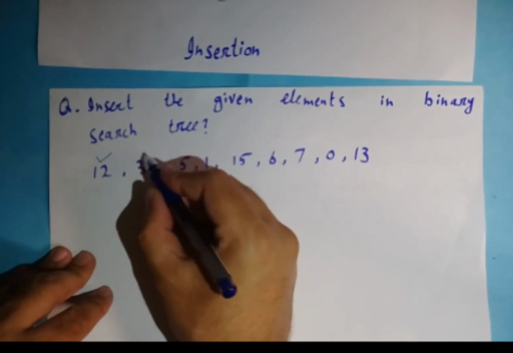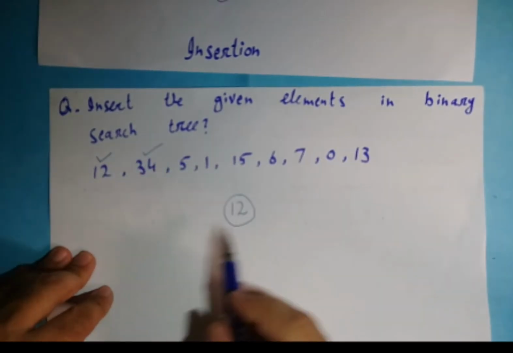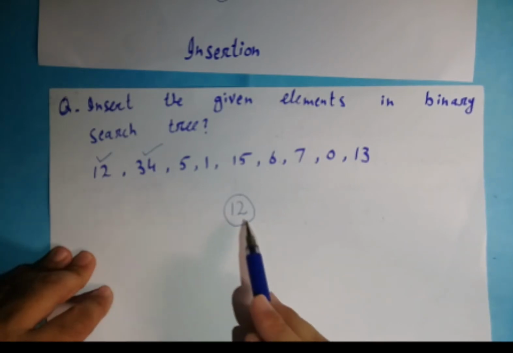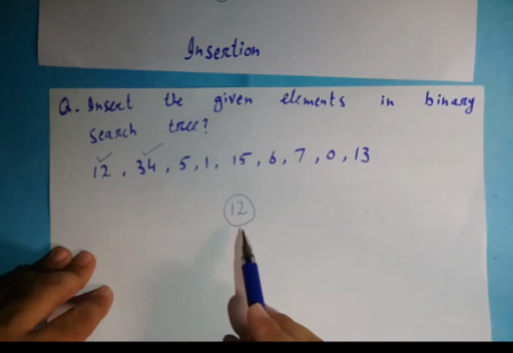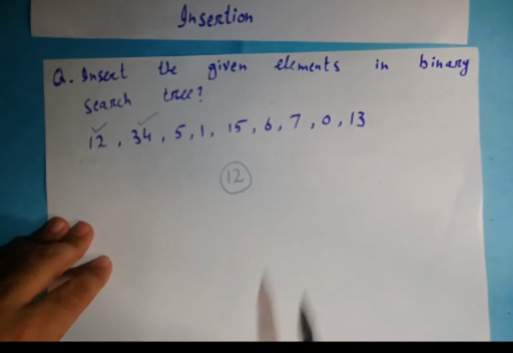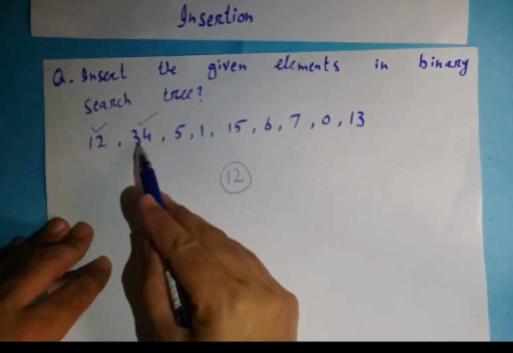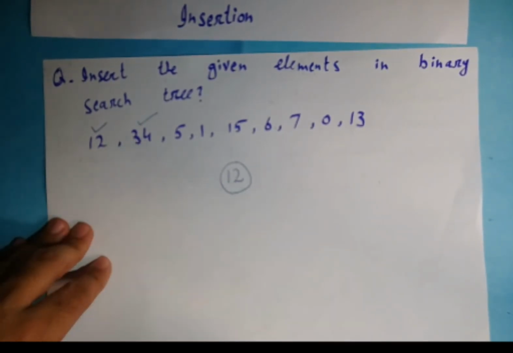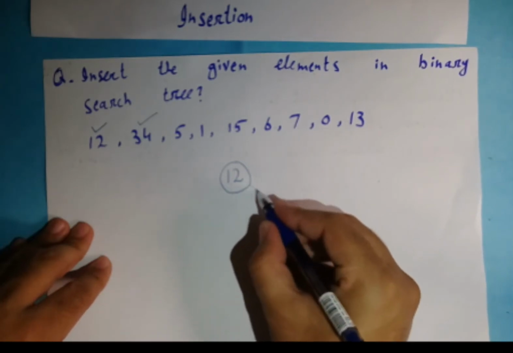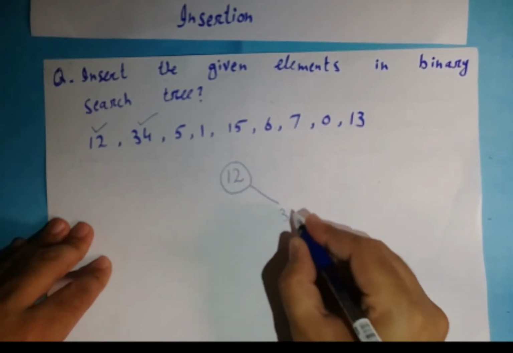After 12, the element that comes is 34. I know that 34 is greater than 12. So that's why I will write 34 on the right hand side of the root node. So 34 is going to be over here.